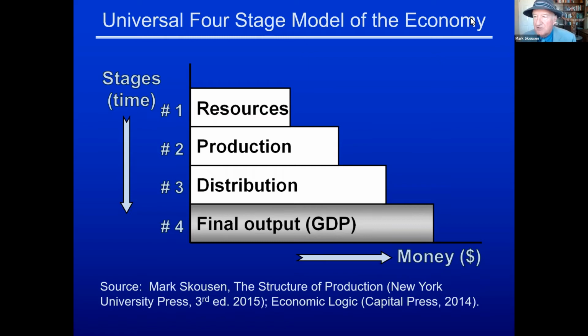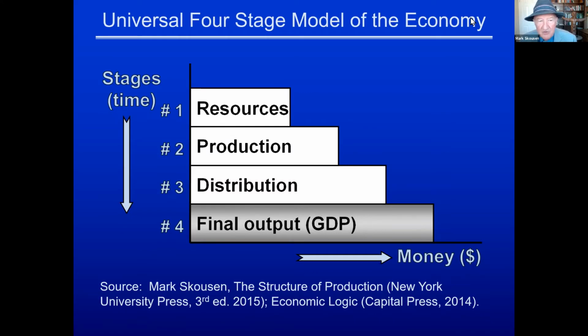So you have four stages of production. This applies to all goods and services. All goods and services go through this production process. So you'll see that each stage adds value as each stage goes along until you come to stage number 4, and that's final output of GDP. These are all finished goods and services representing GDP.